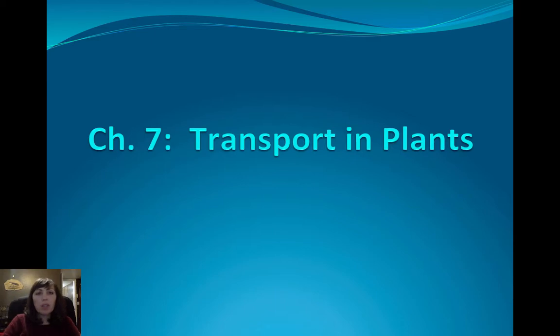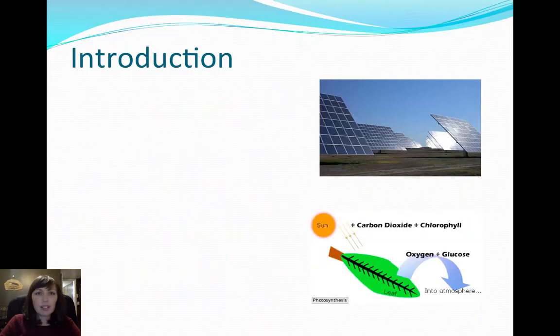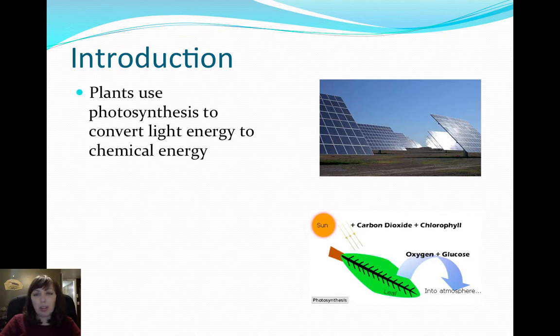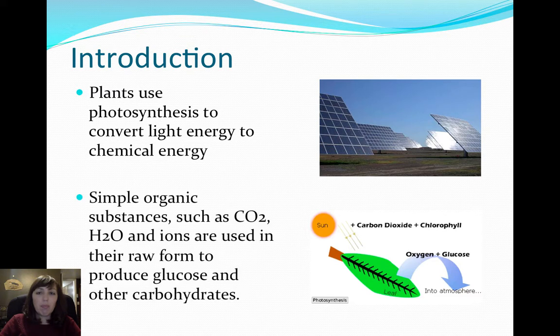Hello and welcome to Chapter 7, Transport in Plants. So you guys have learned quite a bit about transport in plants during STEM, but we're going to go into a lot more detail. So plants use photosynthesis to convert light energy to chemical energy. And simple organic substances like CO2 and H2O and ions are used in their raw form to produce glucose and other carbohydrates.